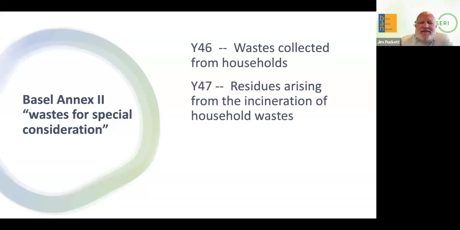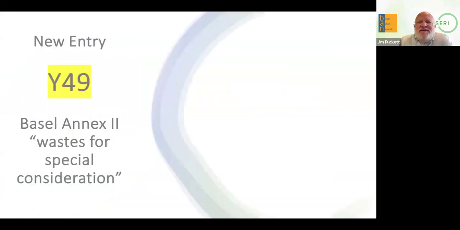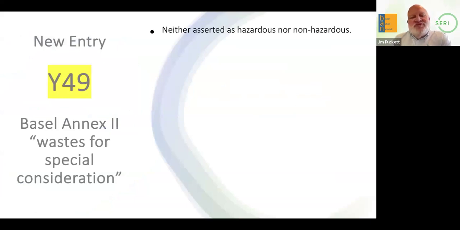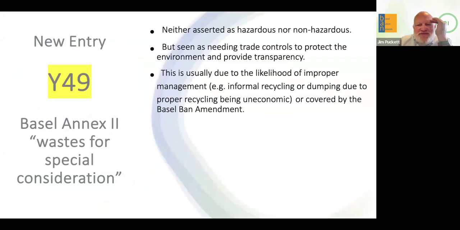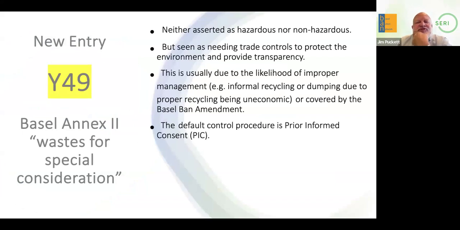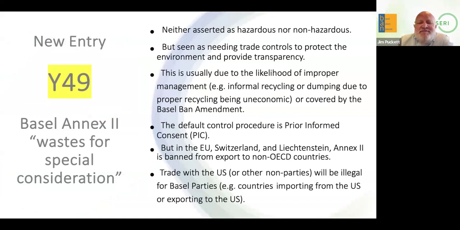So again, we had that list of Annex 2. We had mixed and contaminated plastics. Now we've added another one, Y49. Again, the attributes of what it is to be on Annex 2 are the same, needing trade controls despite whether it's hazardous or not, due to bad management as a likelihood. The default control procedure is PIC. In the EU, Switzerland, and Liechtenstein, Annex 2 is banned from export to non-OECD countries. So there, just like with the plastics, it's going to be banned coming out of the EU. And trade with the US, again, will be illegal for Basel parties.